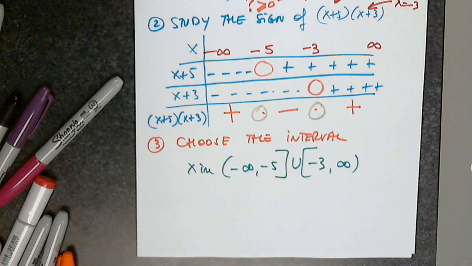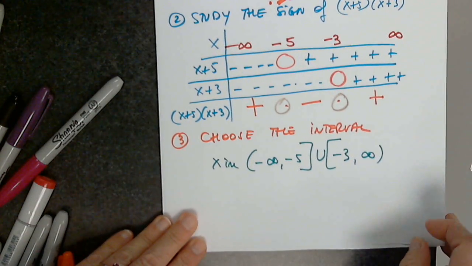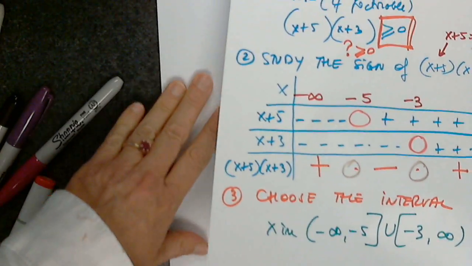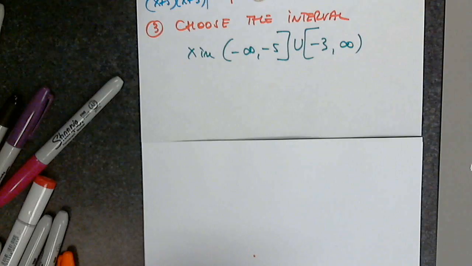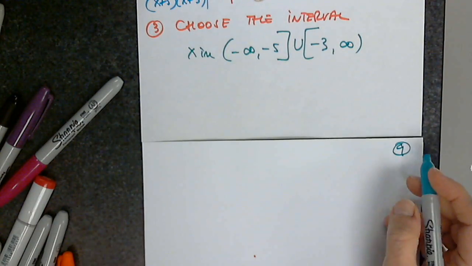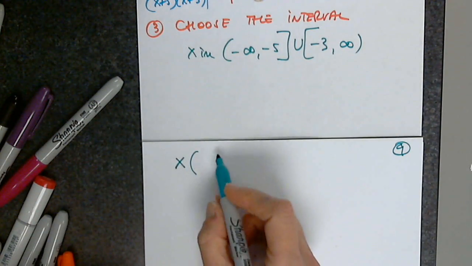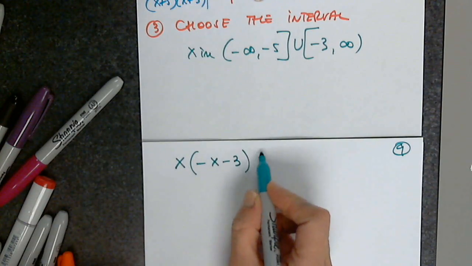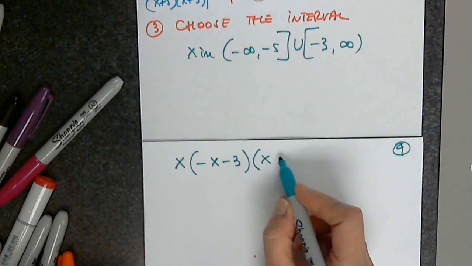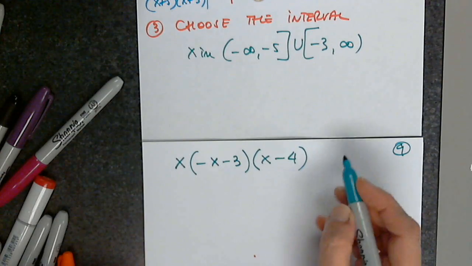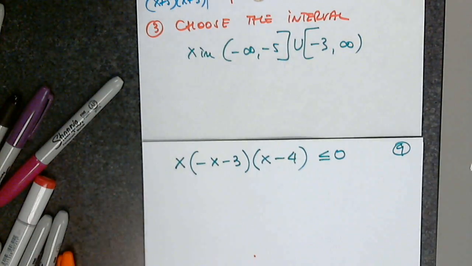I would like to make one up, which will be a polynomial. Here it is: x(-x minus 3)(x minus 4) less than or equal to 0.